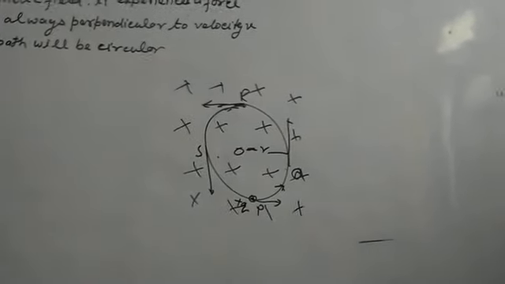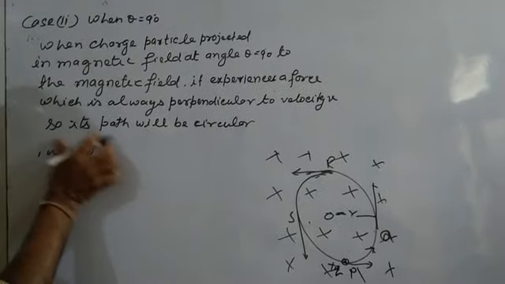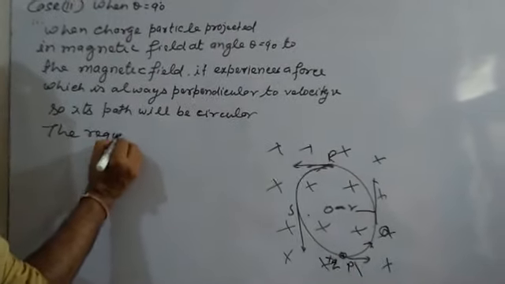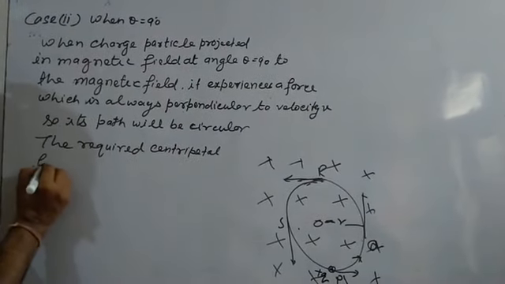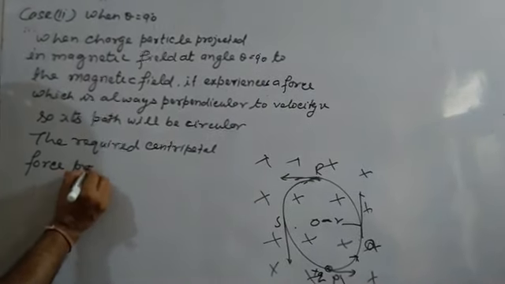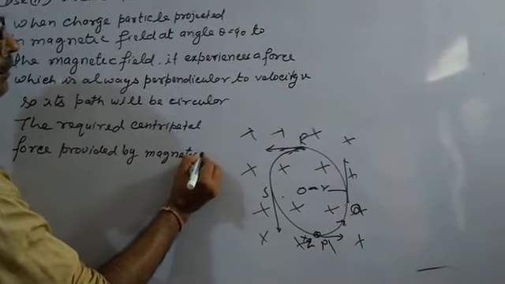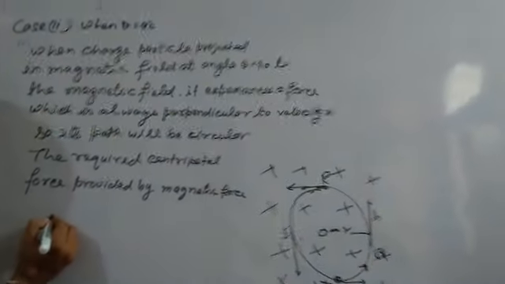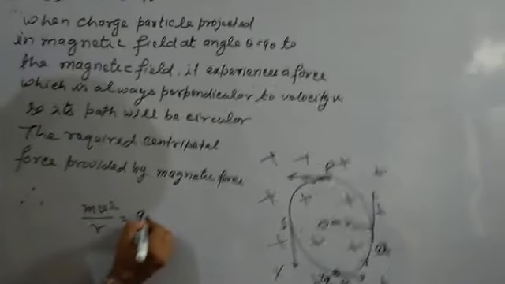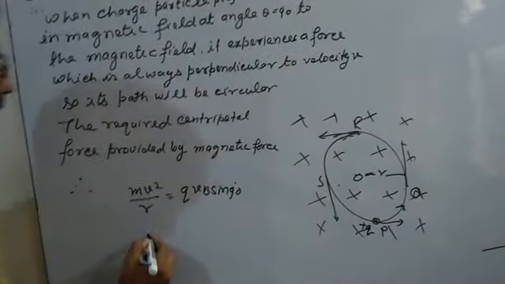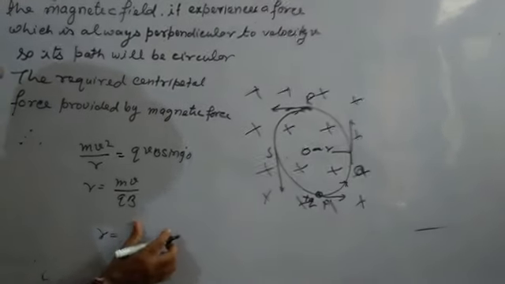The necessary centripetal force is provided by the magnetic force, therefore m v square by r equal to q B v sin 90. From this, r equal to m v by q B.